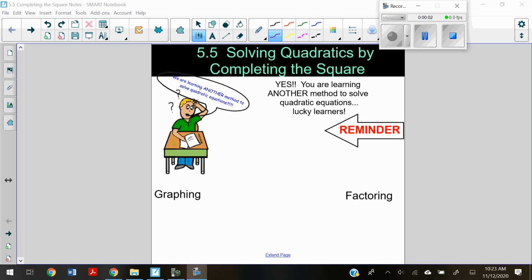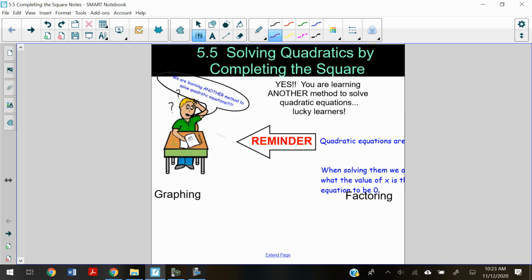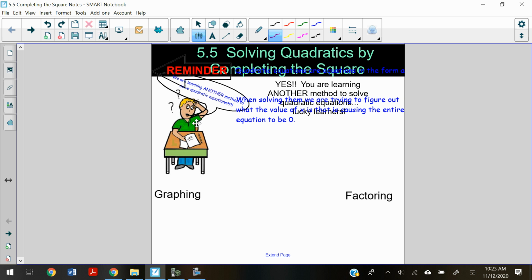All right, friends, we are going to talk about 5.5, solving quadratics by completing the square. Yep, there's another method to solving quadratics. So we've talked about graphing, we've talked about factoring. So just a reminder.